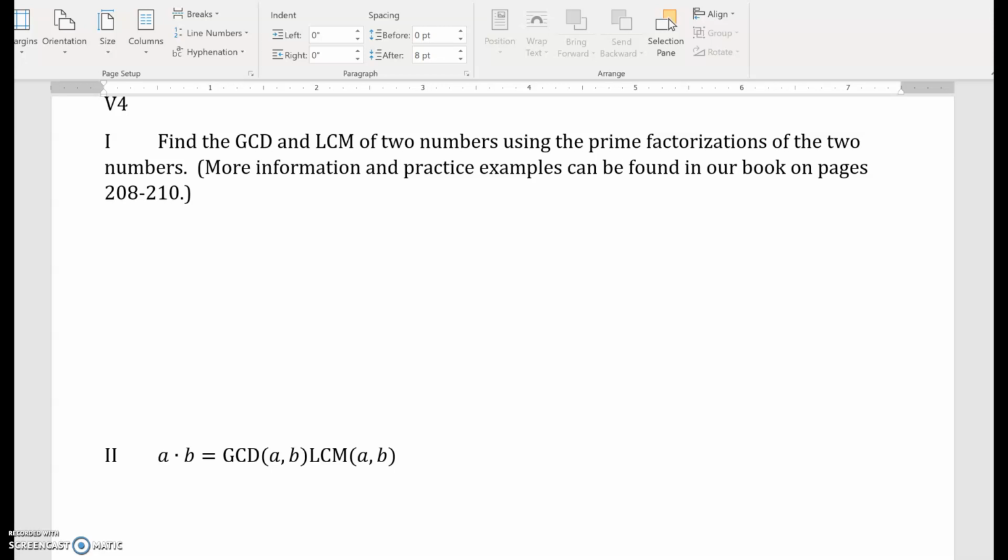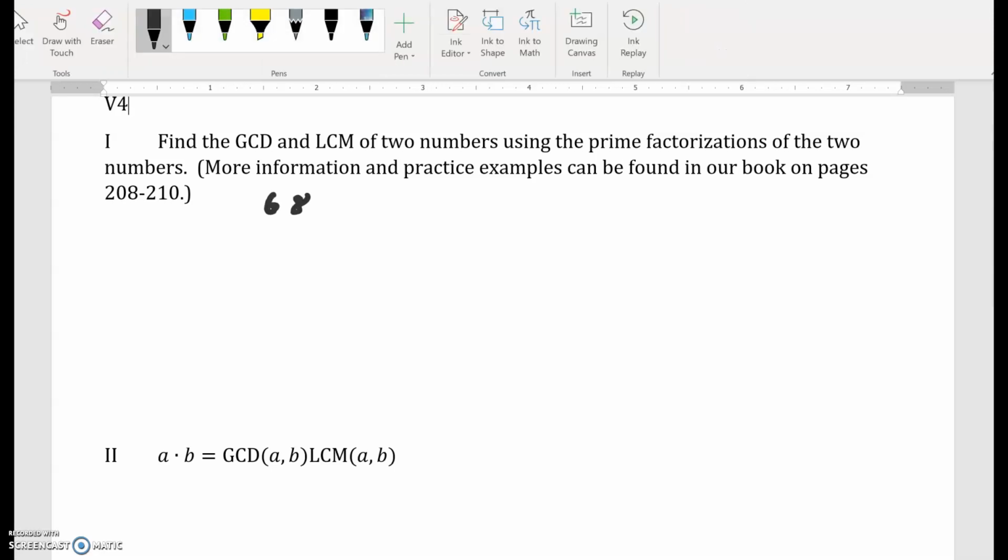The first part, Roman numeral number 1, is contained in your book and is in fact contained in the assignment. It's to find the GCD and LCM of two numbers using the prime factorizations of those numbers. For purposes of this example, I'm going to use the two numbers 68 and 391.